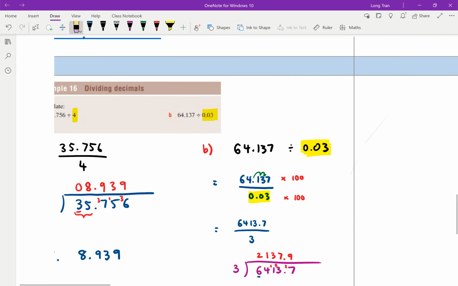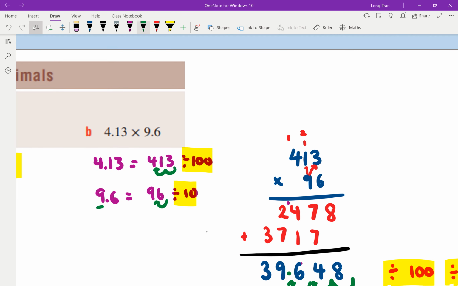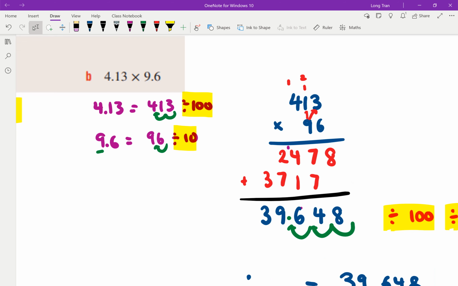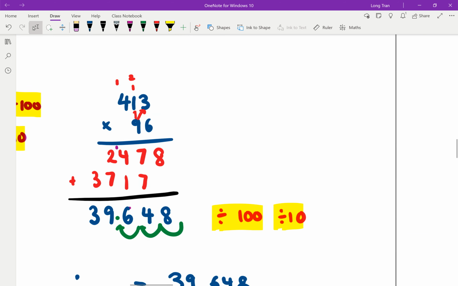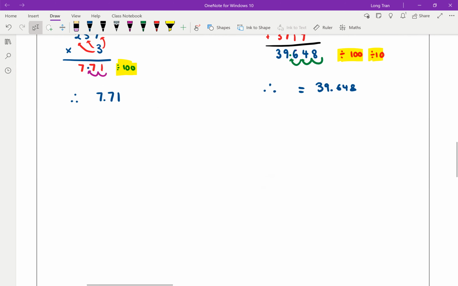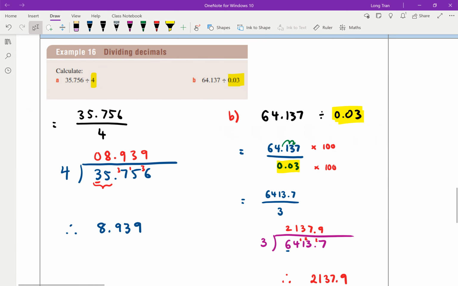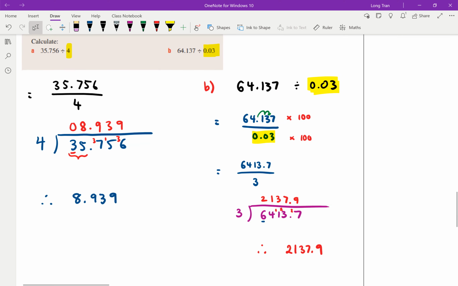Whereas in multiplication, it was not the same: 4.13 times 9.6 is not the same as 413 times 96. They're two totally different numbers. That's why you can't just leave your answer as 39,648. You actually then had to do the final division there. So that's the difference between multiplication of decimals and division of decimals, which I find students tend to mix up. If you understand why it works, then you're less likely to make that mistake.